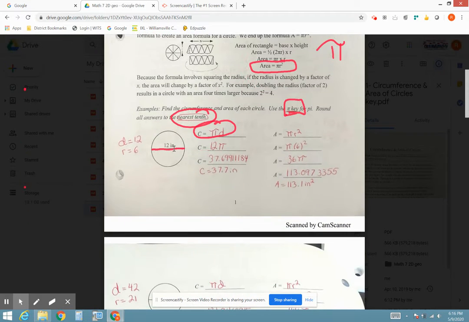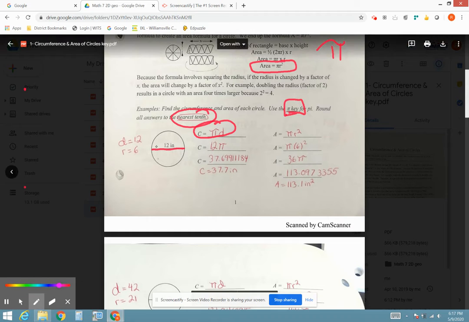So if the diameter here is 12, that means the radius, which would only go halfway from here to here, that would be 6, because each piece would be 6, giving you a total of 12. So pi times radius squared is pi times 6 squared. 6 squared is 36. In your calculator, 36 times your pi button, and then round.